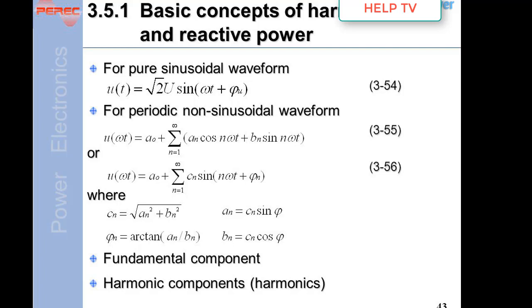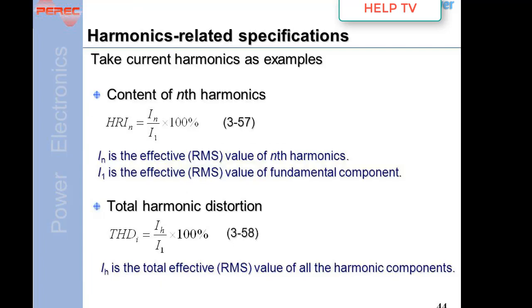Harmonics-related specifications. Take current harmonics as examples. Content of nth harmonics: In is the effective, RMS, value of nth harmonics. I1 is the effective, RMS, value of the fundamental component. Total harmonic distortion: Ih is the total effective, RMS, value of all of the harmonic components.